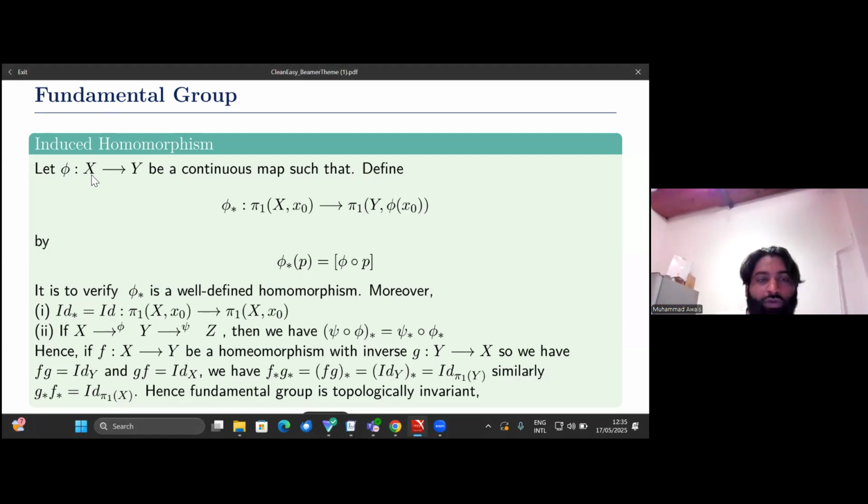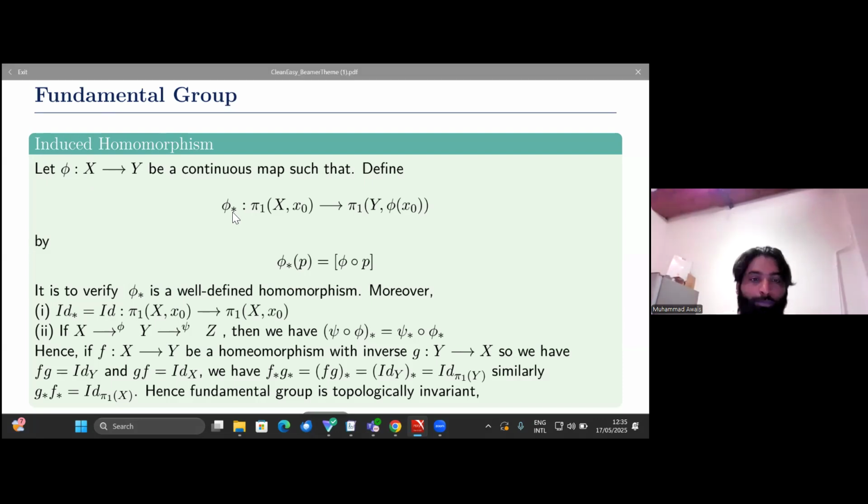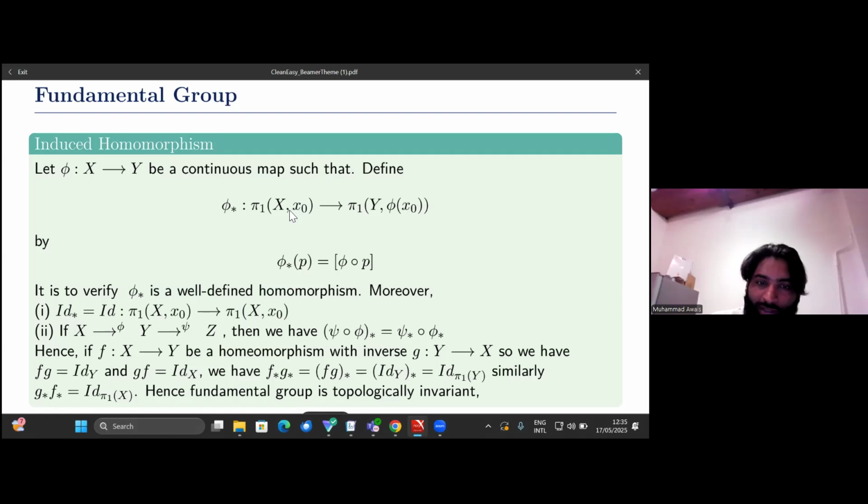So let phi be a continuous map from X to Y. We define phi star, which we call the push forward, from the fundamental group of X based at x naught to the fundamental group of Y based at phi of x naught. We define this map in this way: phi star of a loop p is equal to phi composed with p.